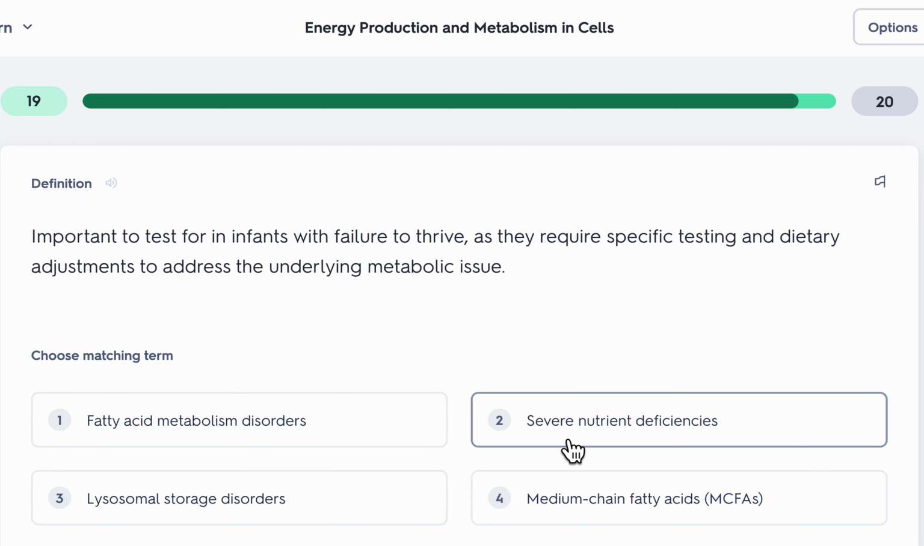Important to test for in infants with failure to thrive, as they require specific testing and dietary adjustments to address the underlying metabolic issue.